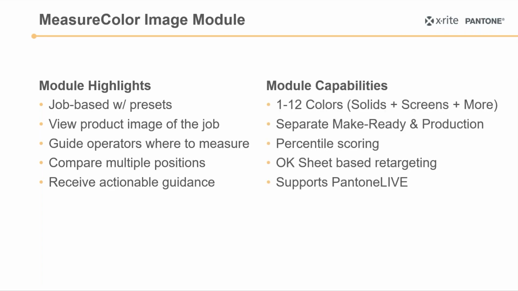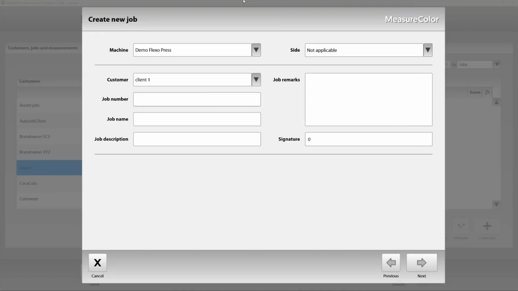Similarly to multi-spot, the module is capable of measuring anywhere from 1 to 12 colors, but now we've added capability. Not only can we measure solids, we can also measure screens or halftones and calculate dot gain. We can also measure other attributes like gray balance to bring that together as well. Just like multi-spot, you can separate your make ready and your production measurements. You have percentile-based scoring to see what percentage of the work is passing versus not. You can do something we call an OK sheet to retarget the job if the customer has signed off on say a slight deviation from what they initially wanted. And our image module also supports Pantone Live. Let's see how it works.